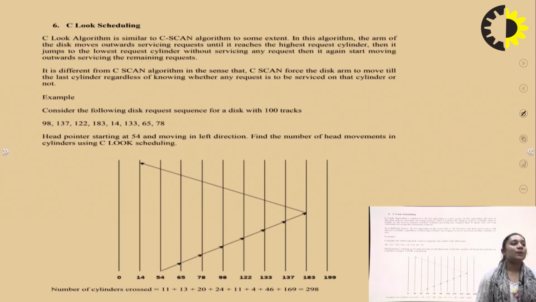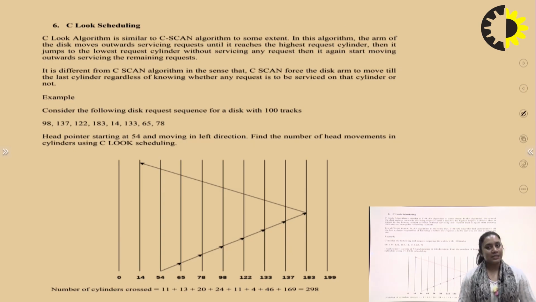Right. Next, we have CLOOK scheduling. CLOOK scheduling is similar to the CSCAN scheduling algorithm. In this, the disk moves outward servicing requests until it reaches the highest request cylinder, and then it jumps to the lowest request cylinder without servicing any request in between. In CSCAN, we need to move to the last track of the cylinder, regardless of whether any request needs to be serviced or not.